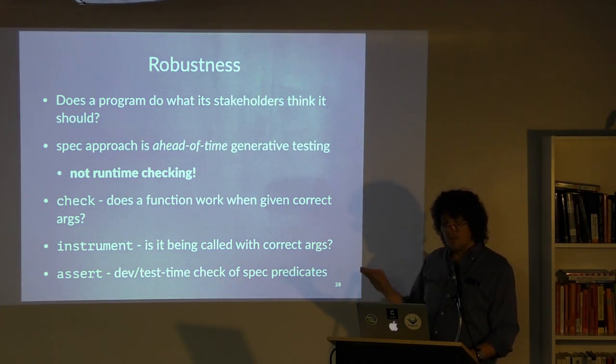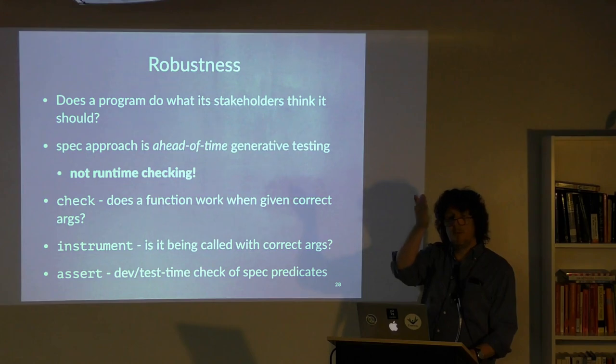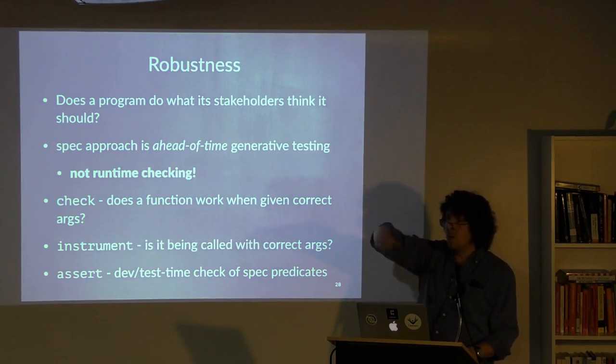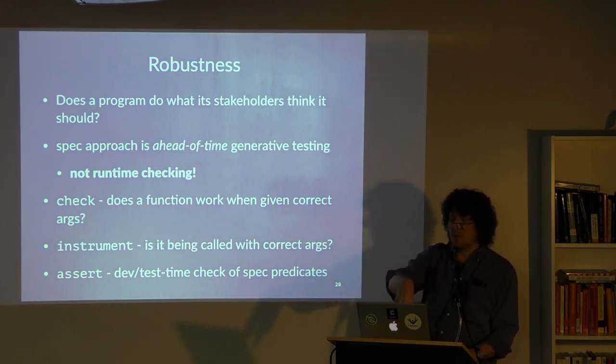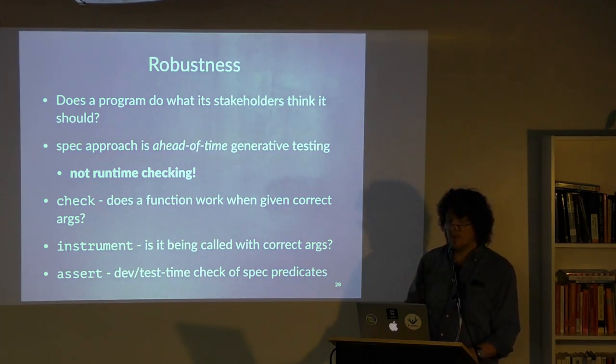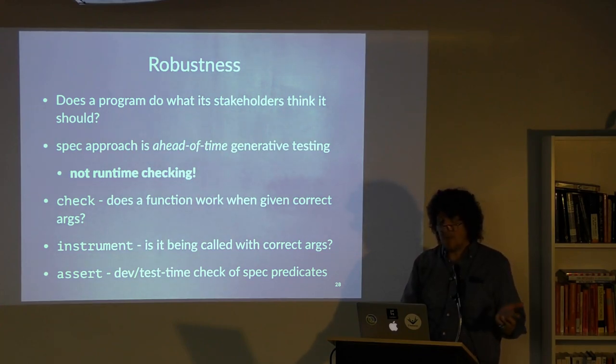So that's check. The other thing we have is called instrument. Instrument says, did you call this function correctly? Did you call it with arguments that satisfy its spec? That's something a type checker would check via flow analysis. We're going to test by turning on instrument during testing or during interactive development, not at runtime. So check calls a function generatively hundreds and thousands of times and makes sure it does what it's supposed to. Instrument says, if anybody calls this function, check what they pass, make sure it satisfies the arg spec for the function. And finally, we have something called assert, which allows you to make dev time assertions about things that will not be present in production.